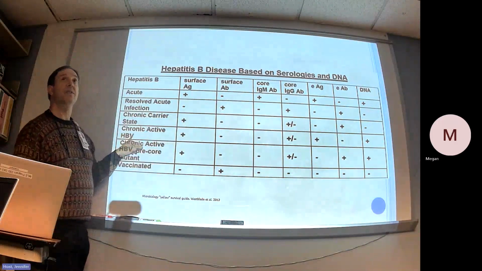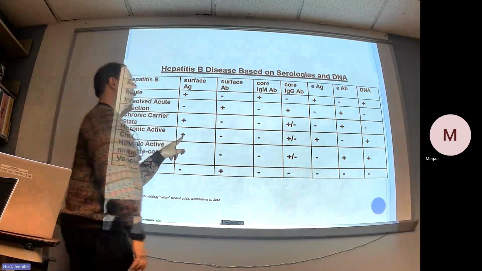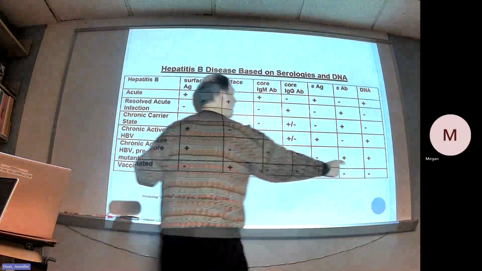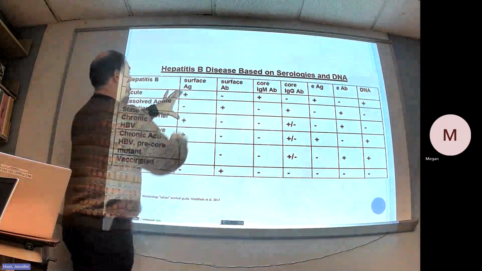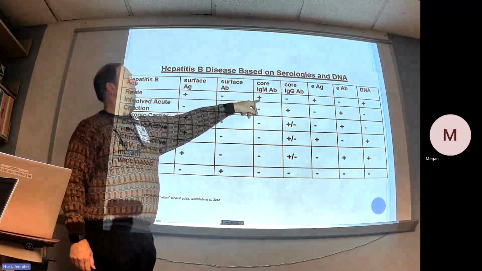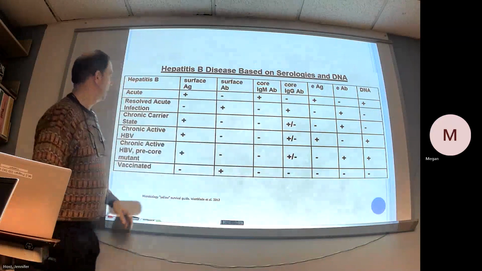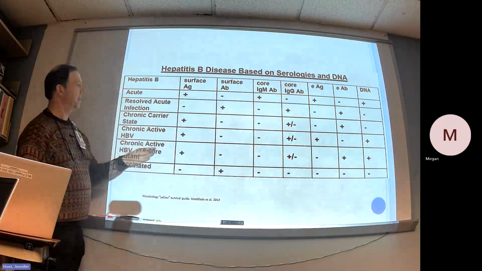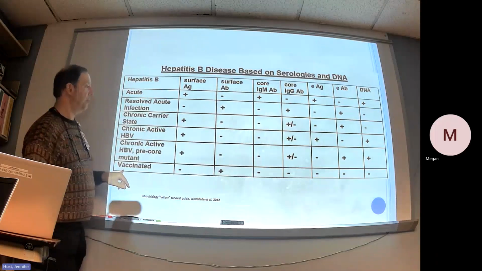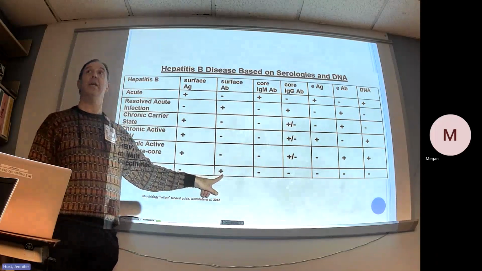Chronic active, this is the one that has the ongoing cirrhosis and otherwise. Notice you have the antigen, you have the DNA, you have everything like the original acute phase, but you're not doing anything on the immune side. And then chronic active, pre-core, and here's your vaccinated. That is it. So that's all you get.